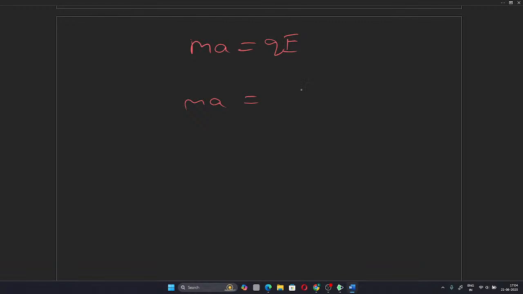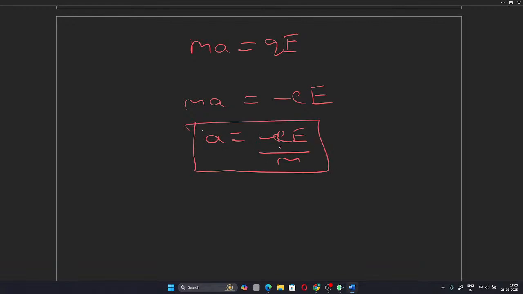We know that the charge of the electron, we are taking an electron here, we can write ma equals minus E times electric field. In such a case, acceleration will be minus E times E by m, where minus E is the charge of the electron, capital E is the electric field, and m is the mass of the electron. This is the derivation, and the average velocity we can take as 0 for all electrons.